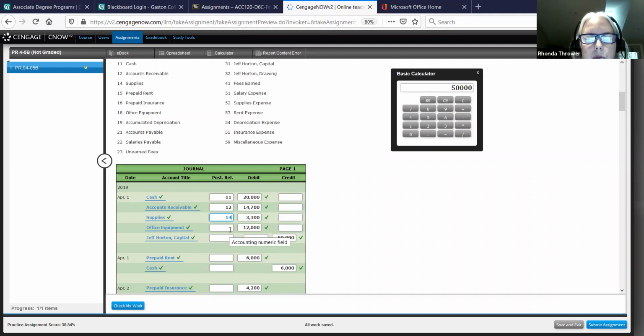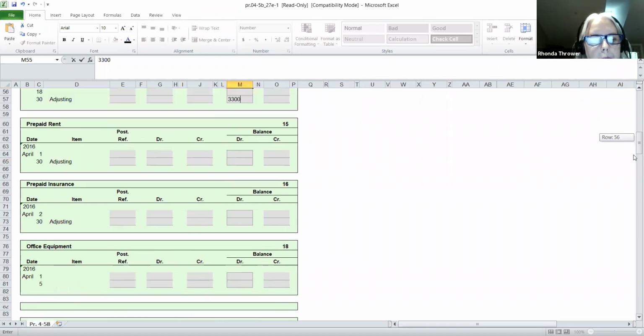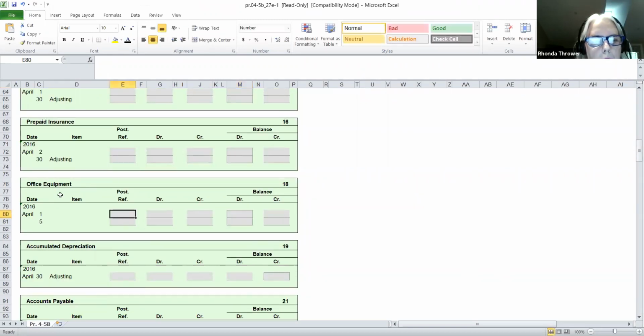Office equipment would be next for 12,000. So I had to find my office equipment. I put in my post reference. I'm going to debit my office equipment for 12,000, and it's going to have a debit balance. Then I'm going to pick up the account number, which is 1-8.